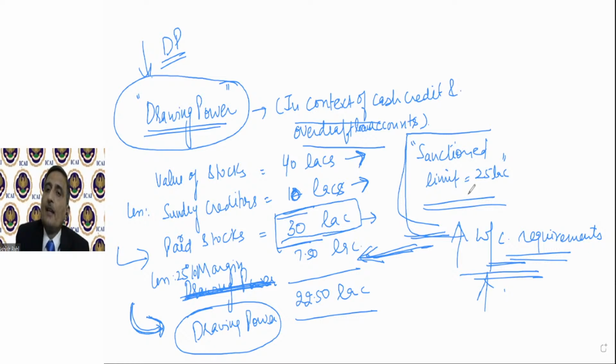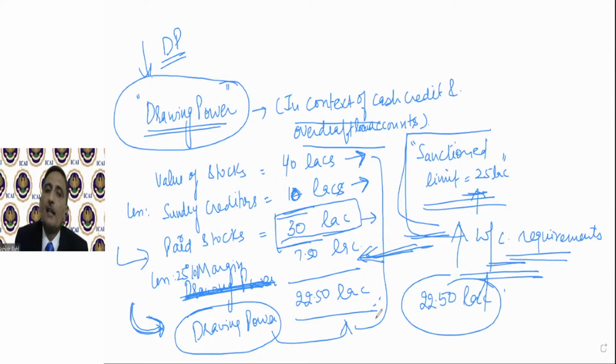Now say this borrower has been sanctioned limit of 25 lakhs, but after submission of this stock statement which shows calculation of drawing power at rupees 22.50 lakhs, the borrower would be able to draw maximum 22.50 lakhs. So this is the significance of drawing power.